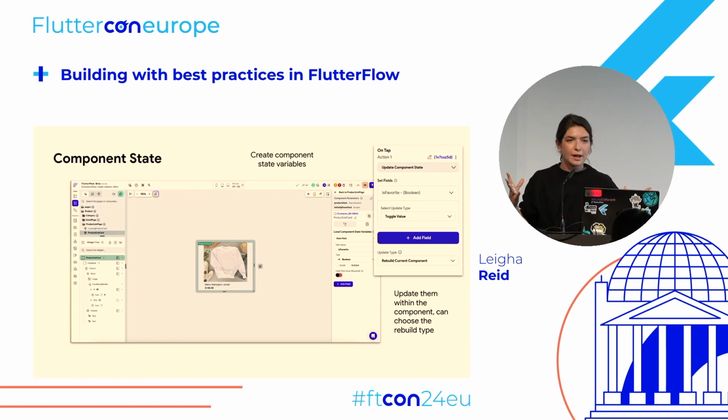And FlutterFlow has pretty robust state management. So you have a couple of different options for managing state. You can have state variables that live at the app layer so that they're shared across all different pages and widgets. You can have state variables at the page level, or you can have the component manage its own state. So I could also create an isFavorite state variable that's maybe updated when a user clicks on that icon to add that product to their favorites.